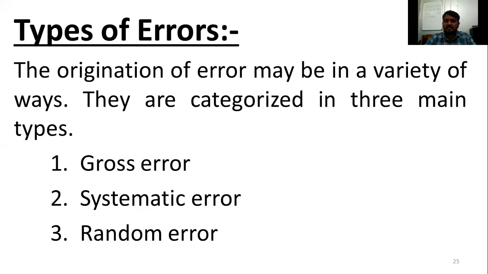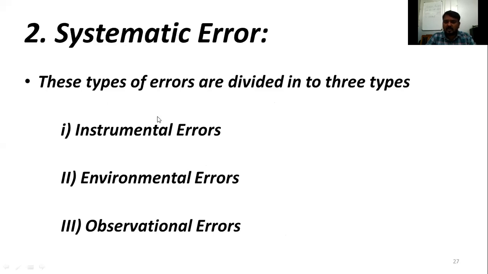The gross errors, systematic errors, and random errors. The main types of errors are three. The systematic errors are again classified into three types. Those are instrumental errors, which occur because of instrument problems. Errors that occur because of environmental conditions are environmental errors. Errors that depend on the observer are called observational errors.